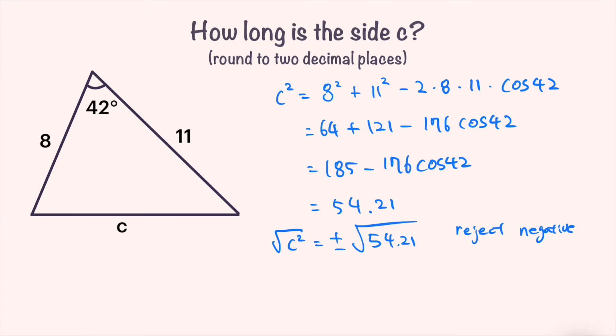The square root and the square cancel each other out. So we have c is equal to the square root of 54.21, which is 7.36. That's our final answer. Let's try finding an angle now.